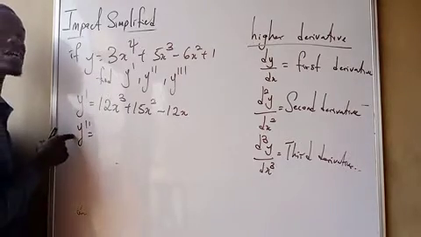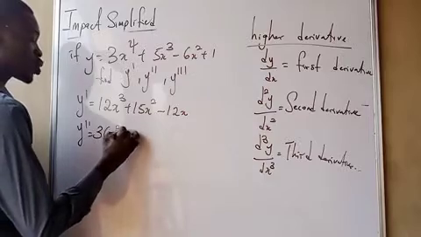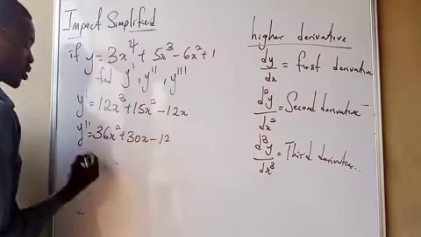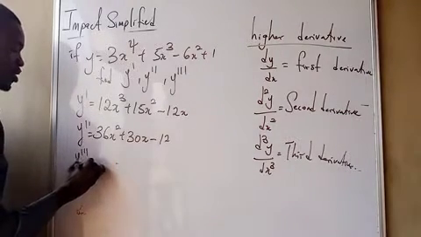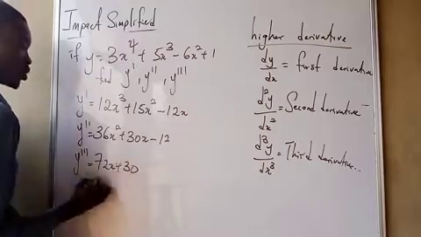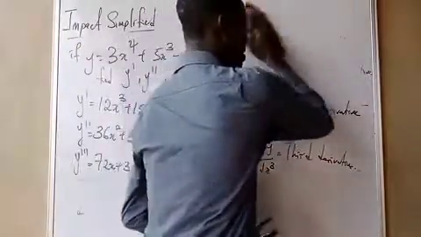And differentiate your y prime prime. That is the second derivative. Differentiate this again. That will give us 36x squared plus 30x minus 12. Differentiate y prime prime prime, and that will give us 72x plus 30. And that is the meaning of higher derivative.